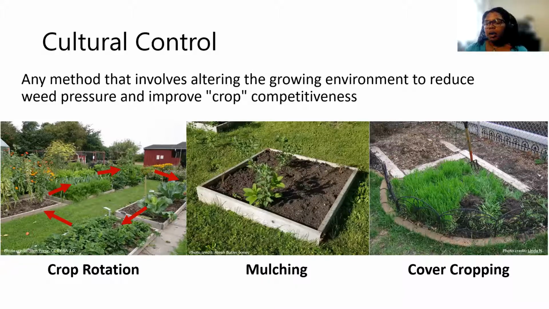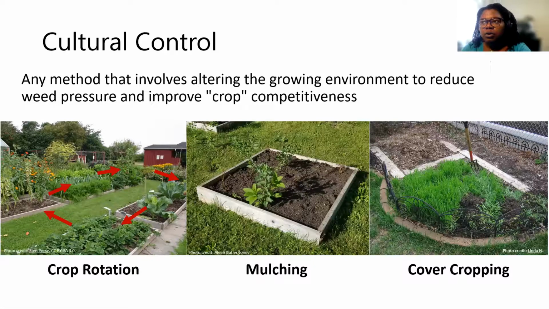So this can be done through crop rotation, as we see on the left, mulching, as we see in the middle. This is from my backyard at home, and we have a raised bed, and we have some wood chip, we have mulch on top of that, and also cover cropping, which you might think of as what larger farms do, but gardeners can cover crop as well.